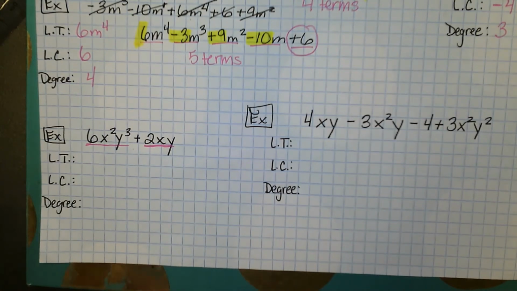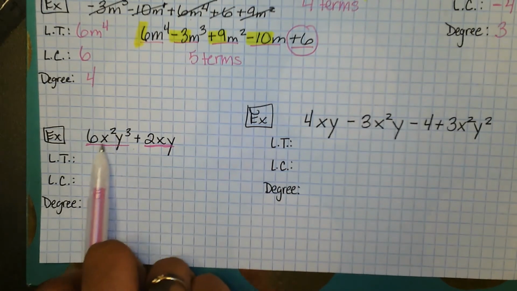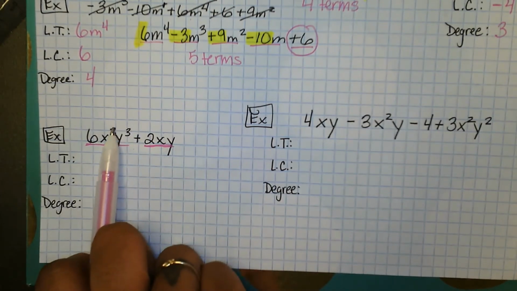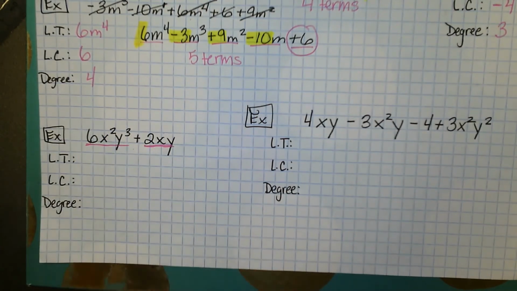Now, this also comes up with your degree. Remember, the degree is the highest exponent of the polynomial. If you have a term that has more than one variable, then you have to add their exponents in order to get the degree of that term. So I'm just talking it through before we actually do the work.